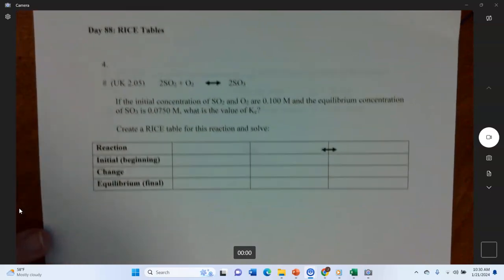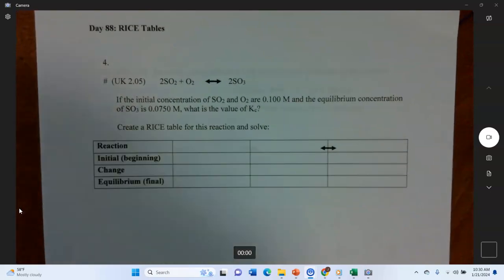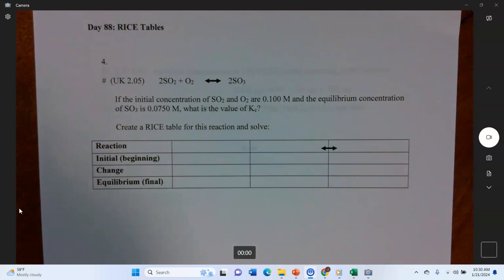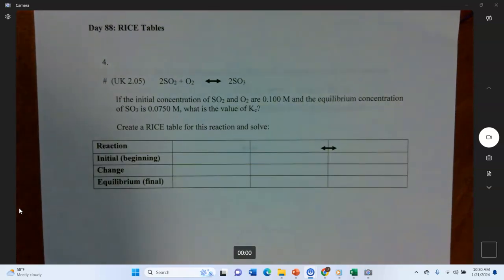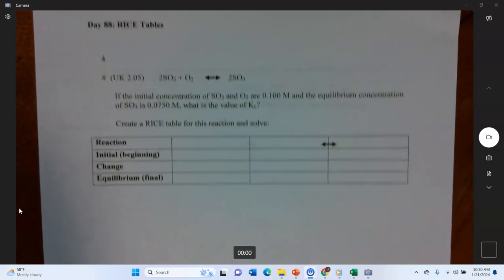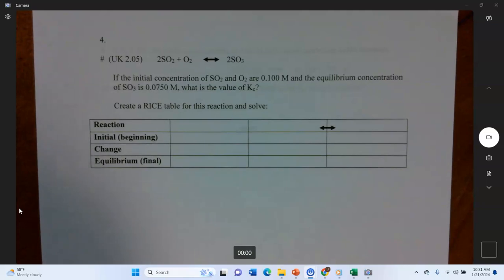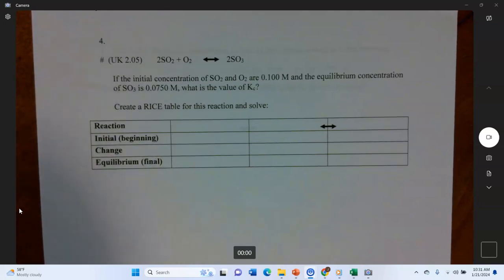Okay, and we are going to do this one. 2SO2 plus O2 produces 2SO3. If the initial concentrations of SO2 and O2 are 0.1 molar and the equilibrium concentration of SO3 is 0.075, what is the value of Kc?